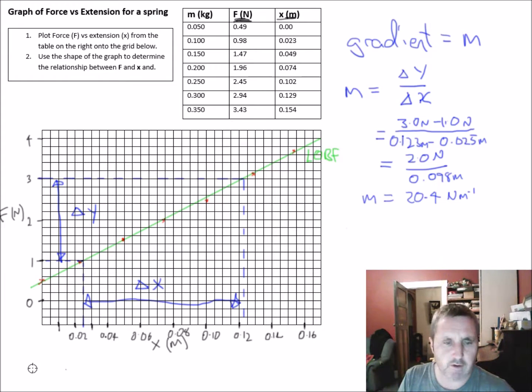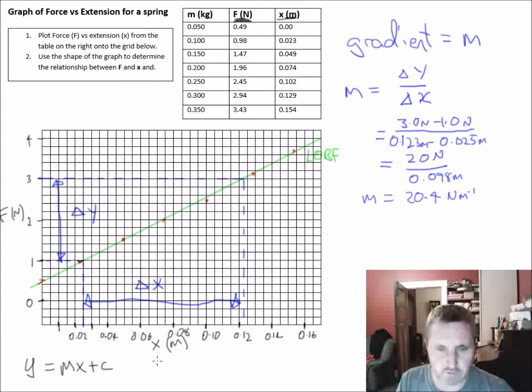Right, now let's put this gradient into a graph equation. So here's the generic form of a graph equation, which is y equals mx plus c. Y here is our variable on the y-axis, m is the gradient that we just calculated, x is the variable on the x-axis. In this case, the value on the x-axis actually is x for extension, and c is the intercept on the y-axis. So if we use algebra, we can substitute these straight in.